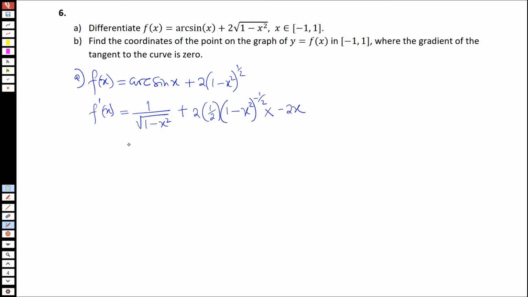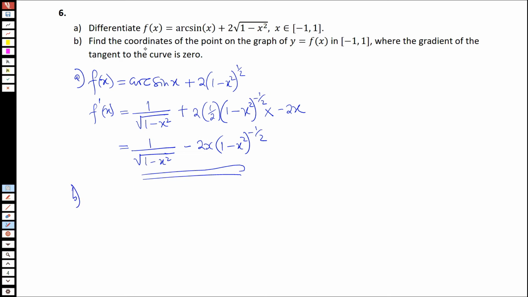So if we simplify this expression, we'll have 1 over square root of 1 minus x squared plus, now that's a negative 2x, or minus 2x multiplied by 1 minus x squared to power negative a half. And that will be the required derivative of that function.